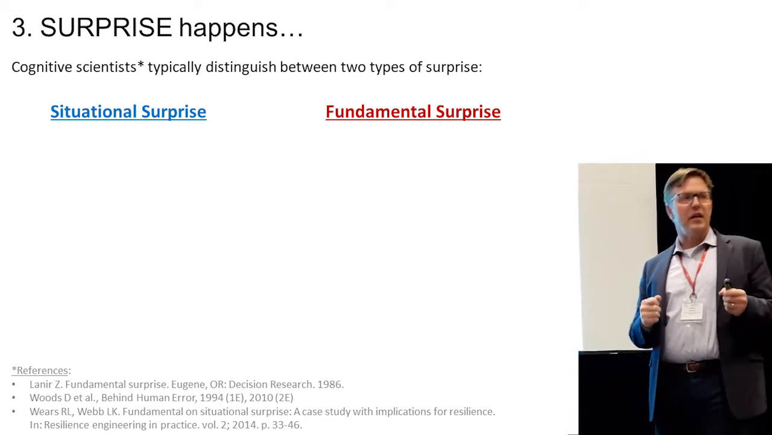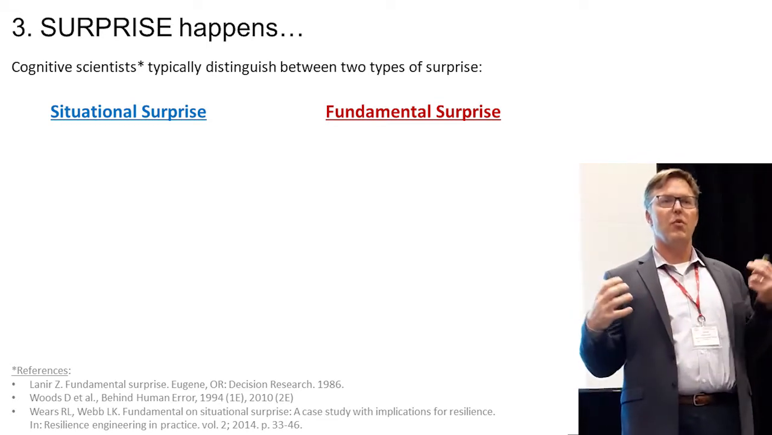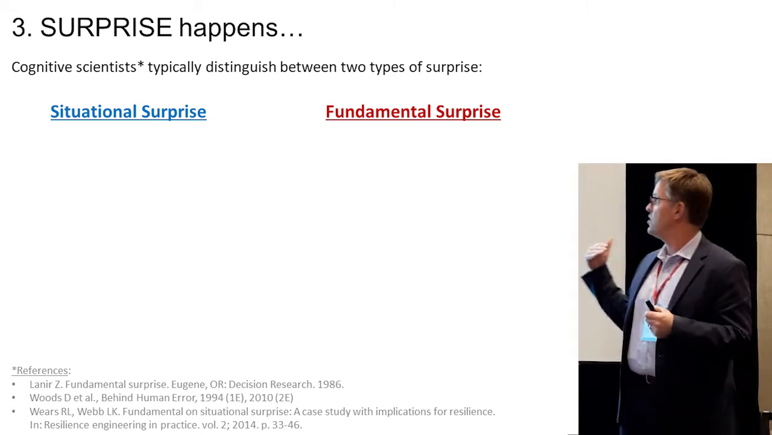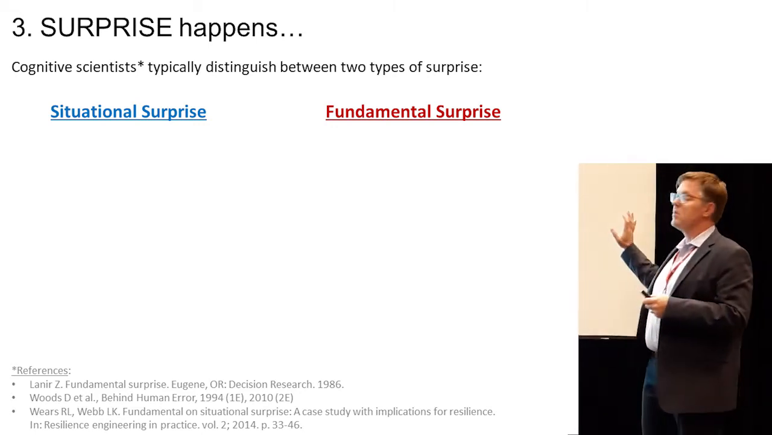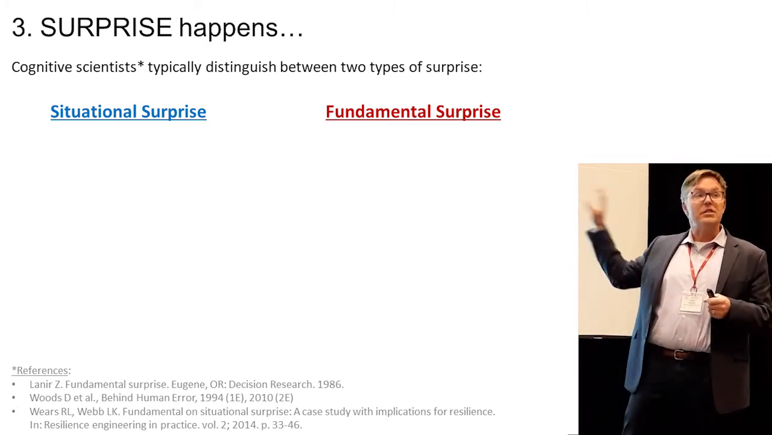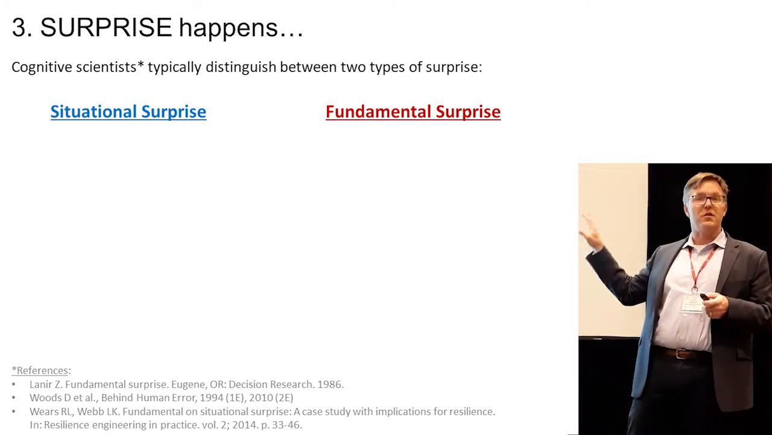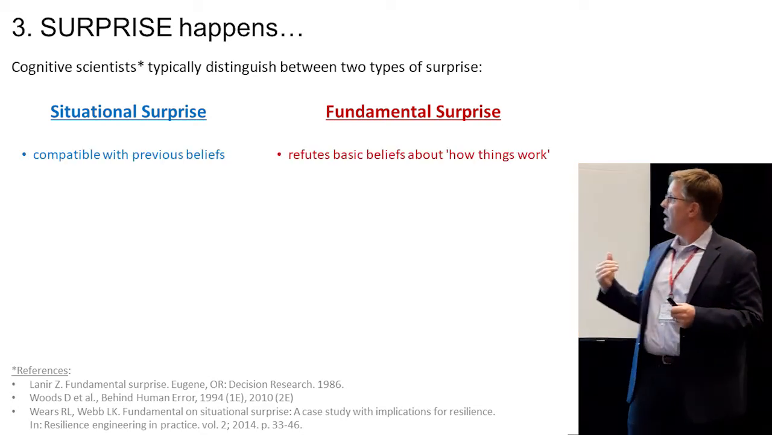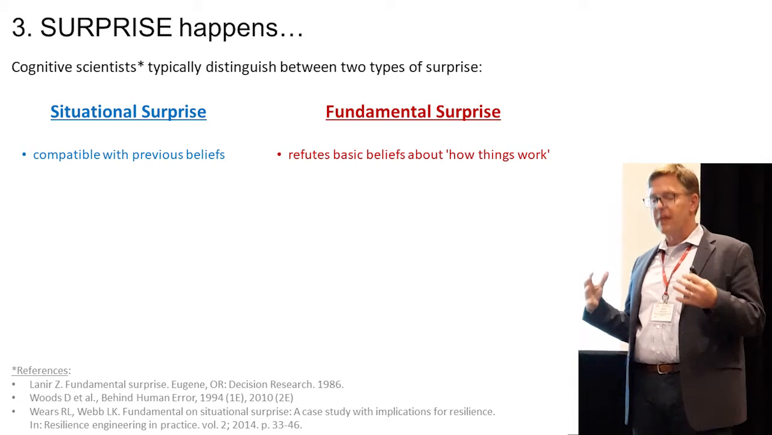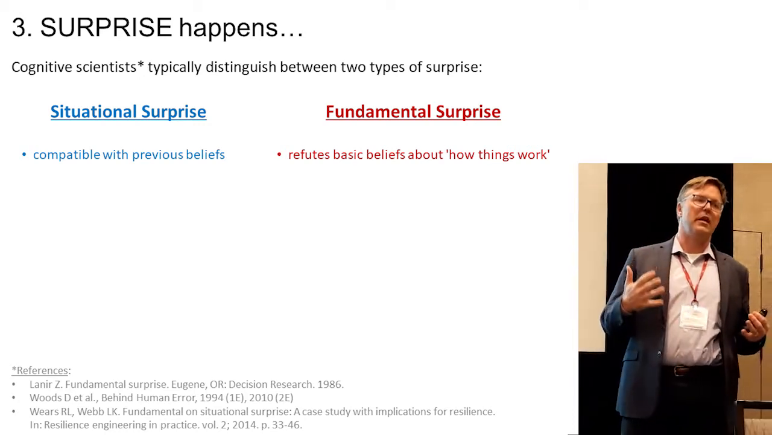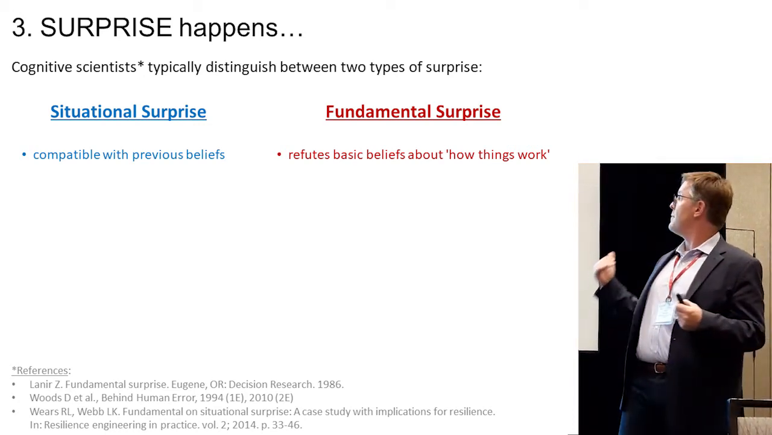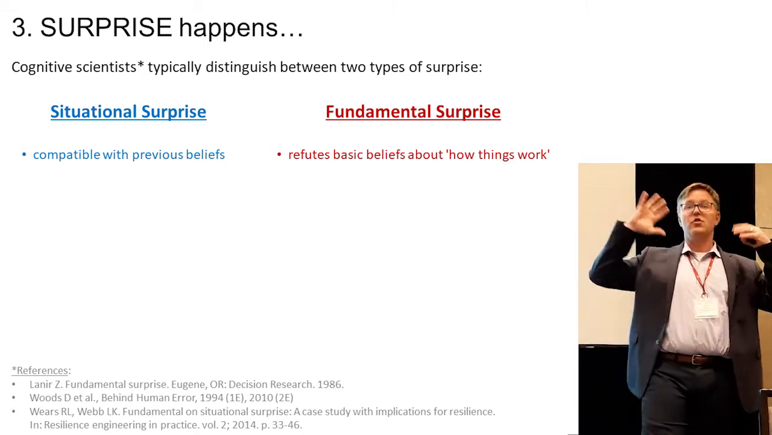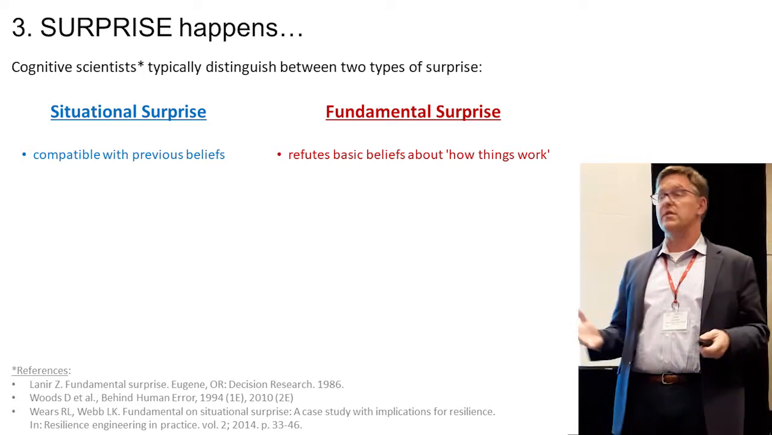Right? So cognitive scientists talk about surprise, and when they talk about surprise, they distinguish between two different types. They talk about what's called situational surprise as opposed to fundamental surprise. And they're different, and I want to contrast them because the difference matters in the context of this story. So situational surprise is maybe something that's unexpected, but it's compatible with your previous beliefs. In contrast to that, fundamental surprise refutes basic beliefs about how things work, requires you to rethink the way that the world around you is actually working.